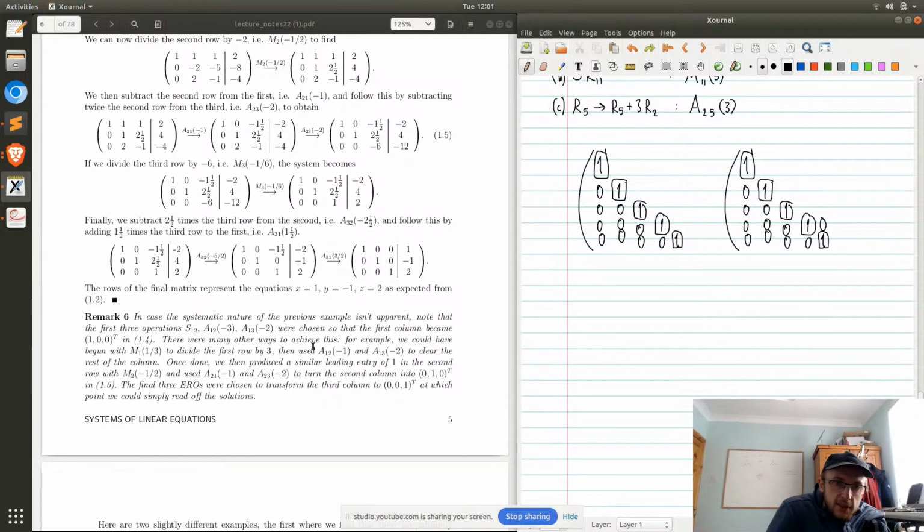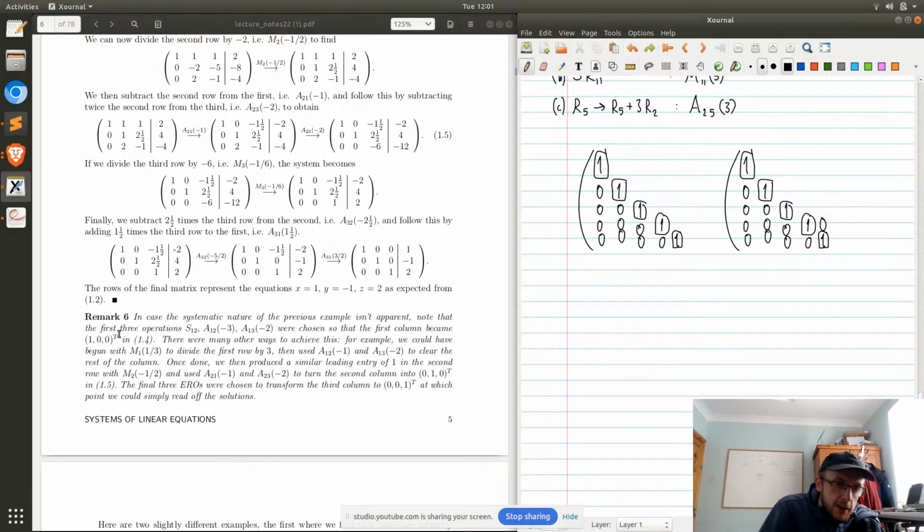In case the systematic nature of the previous example isn't apparent, oh yeah, because it's so obvious, note that the first 3 operations, swap 1, 2, add -3 of row 1 to row 2, and add -2 of row 1 to row 3, were chosen so that the first column became 1 with 3 zeros down in it.